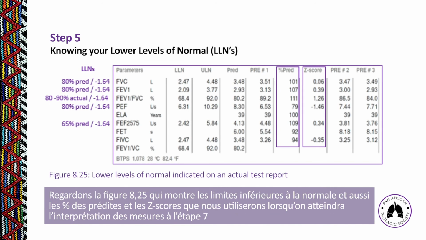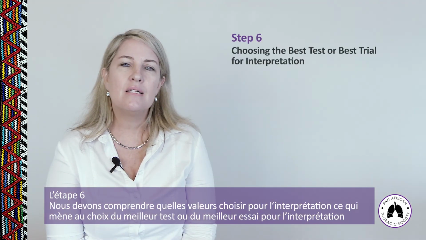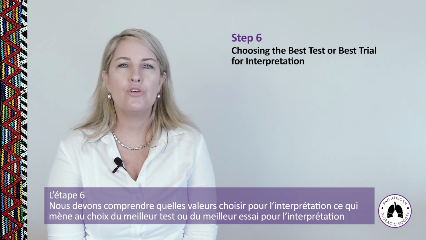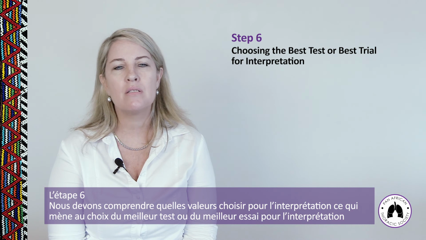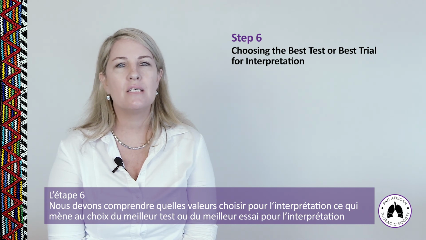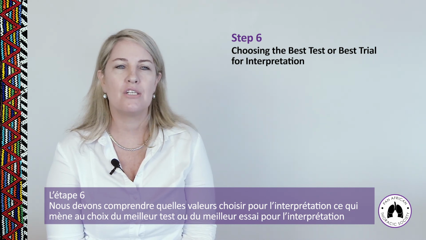So have a good look at figure 8.25, which shows those lower levels of normal and then shows the percentages of predicted and the Z-scores where those will be read from when we get to interpretation in step number 7. Looking at step number 6, we need to understand which values to choose for interpretation, and that brings us to choosing the best test or the best trial for interpretation.